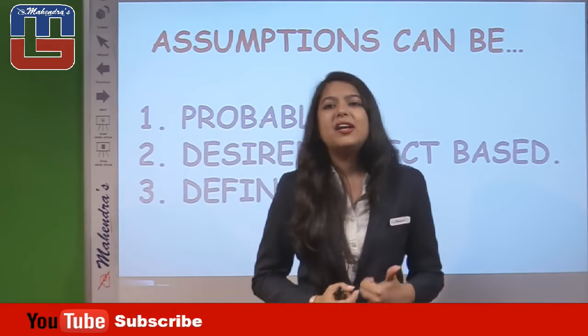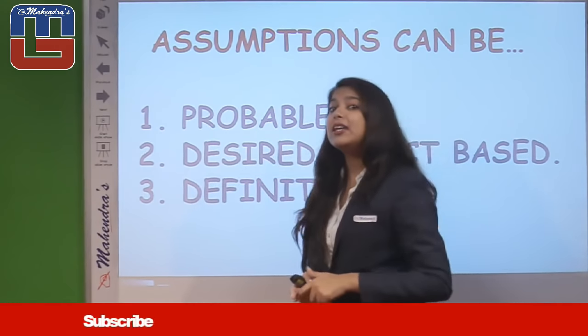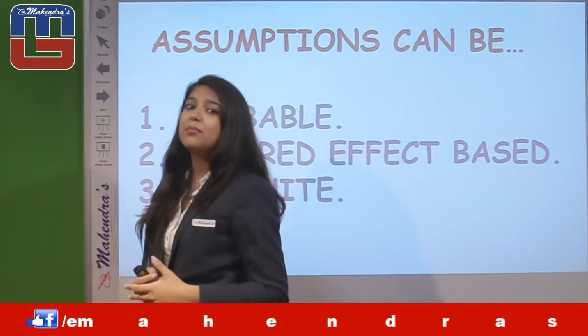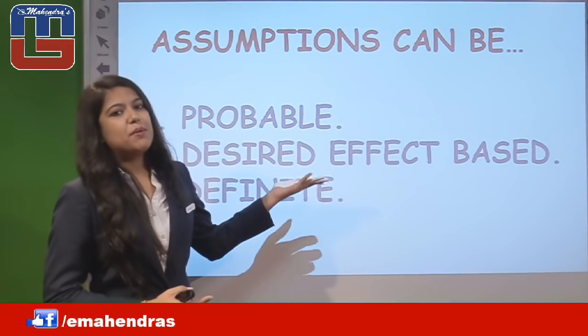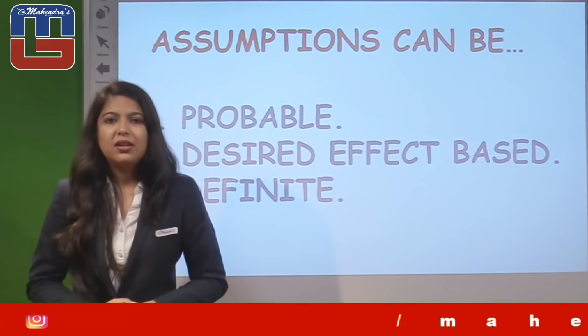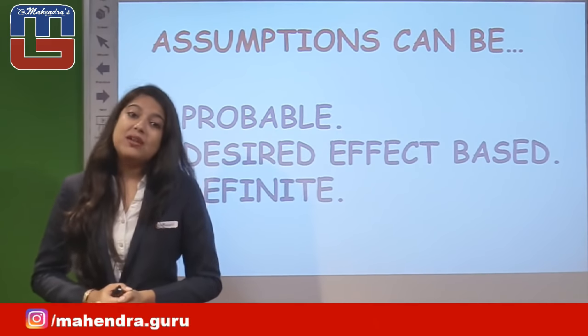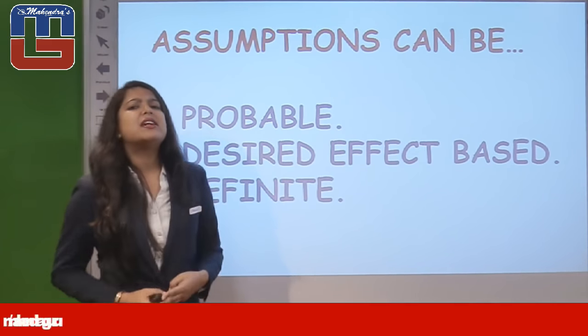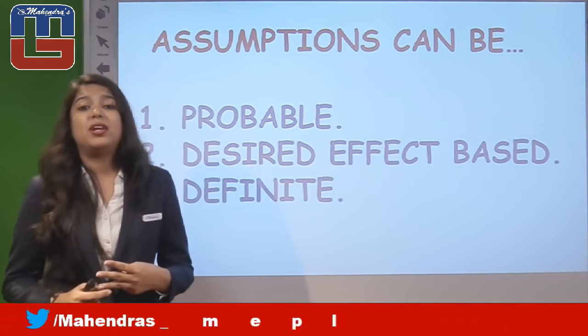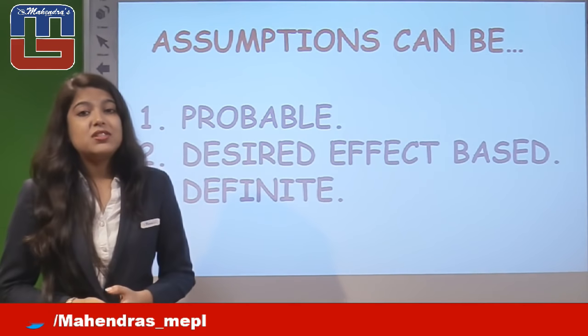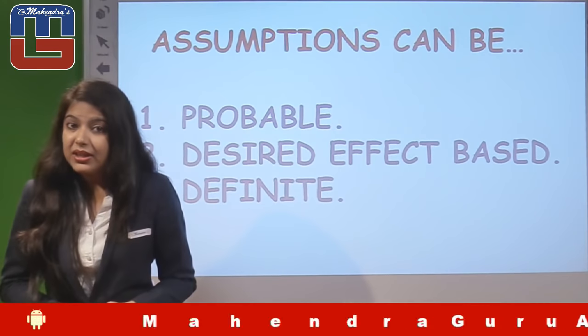And when this desired effect is shown in any statement, that statement's assumptions are based on these effects only. That means assumptions can be counted in three kinds: probable, definite or desired effect based. Clear with it?